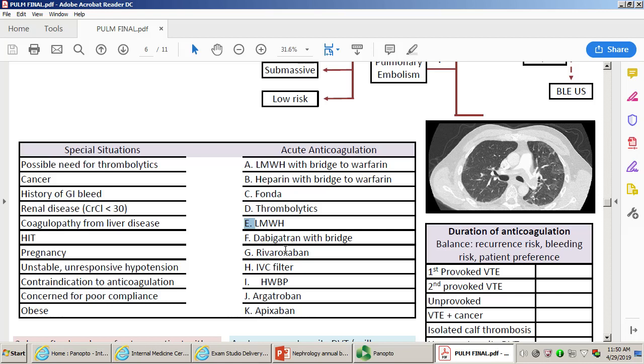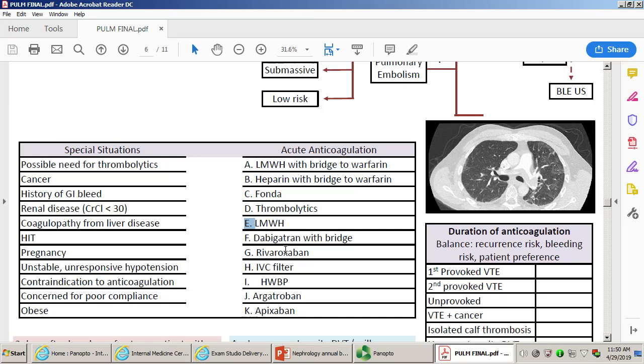What about HIT? Argatroban. Not FDA approved yet, fondaparinux.